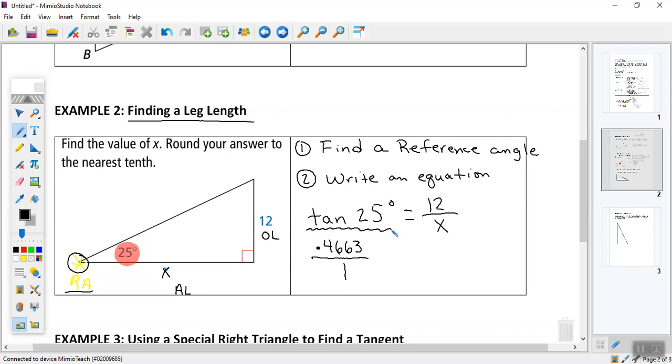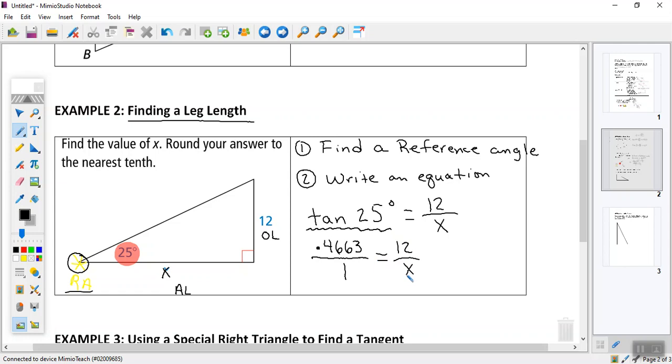Just think about it. This is saying, relative to this angle, for every 0.4663 units across, there is 1 unit of length that's adjacent to this. This tangent of 25 got rewritten as 0.4663. It's still equal to what ratio, though, kids? And by putting that over 1, don't we simply form a proportion that we can cross multiply and divide?